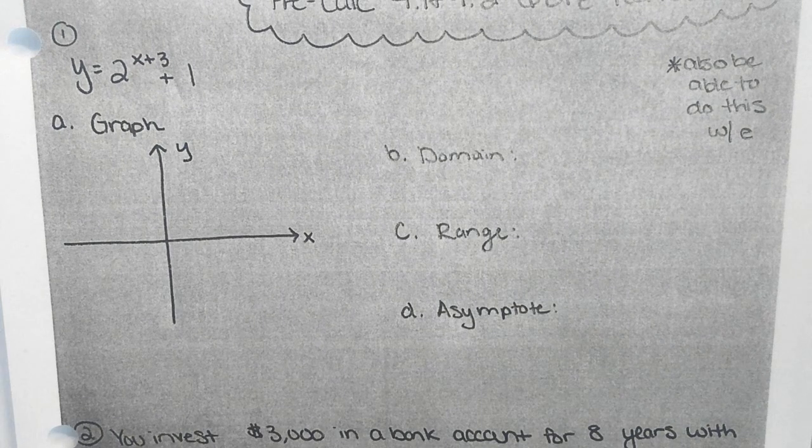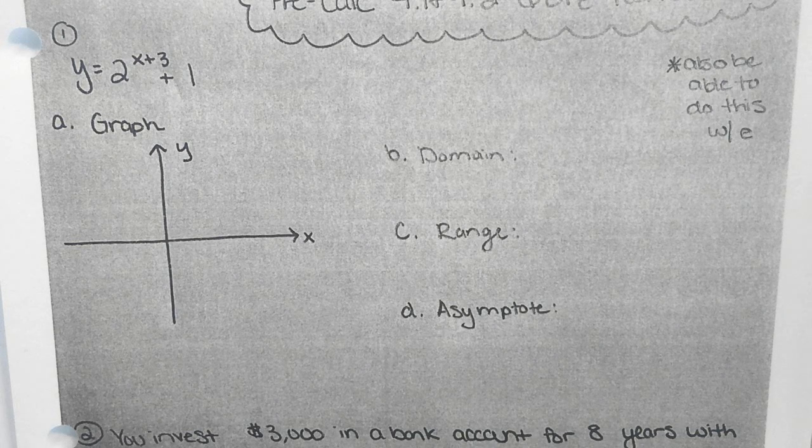All right, so number one, we want to graph, find the domain, range, and find the asymptote. Make sure when you write your asymptote that you write it as an equation. It needs to be in the form y equals. For your domain and range, I'm not going to be picky with how you write those. If you want to use interval notation, that's fine. Inequalities are fine, set notation is fine, as long as it truly matches what's going on in the graph, I'm good with that.